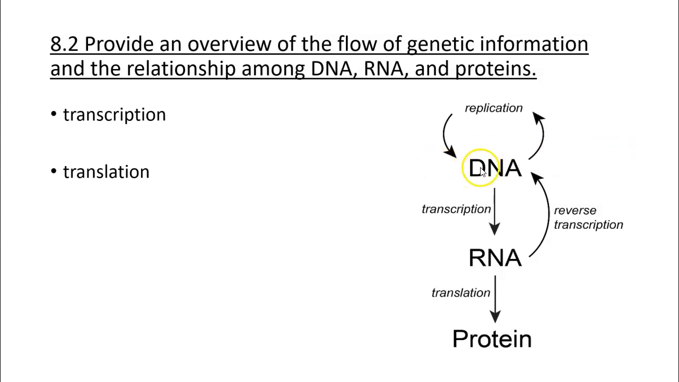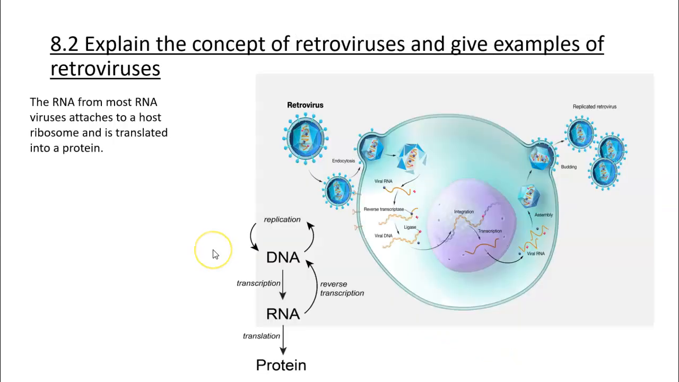Okay, so the central dogma, or the flow of genetic information, is DNA to RNA to proteins. DNA to RNA means transcription, and RNA to protein is called translation. So I'm going to build on that.